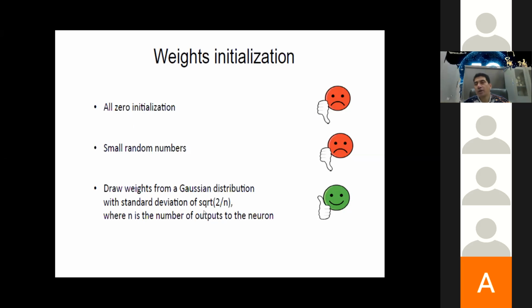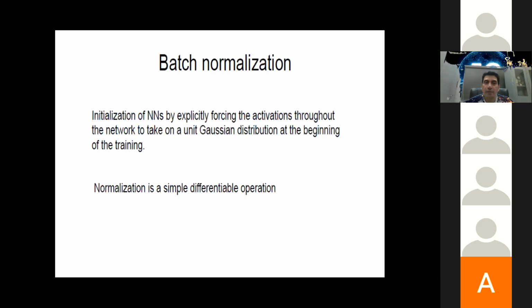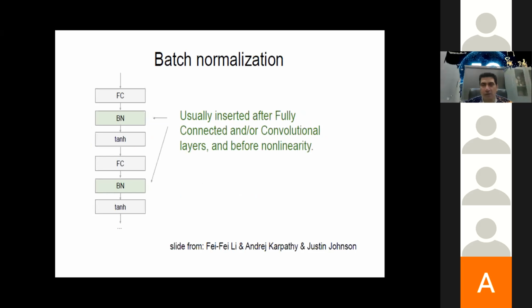As we have seen, an important thing in designing a model is how I terminate my algorithm in terms of the final weights, and the initial values carry over. After how much time, how many epochs, my output reaches the final value, this is also one of the criteria. Batch normalization: initialization of the neural network by explicitly forcing the activations throughout the network to take a unit Gaussian distribution at the beginning of training. Normalization is a simple differentiable operation. These are the batch normalizations.